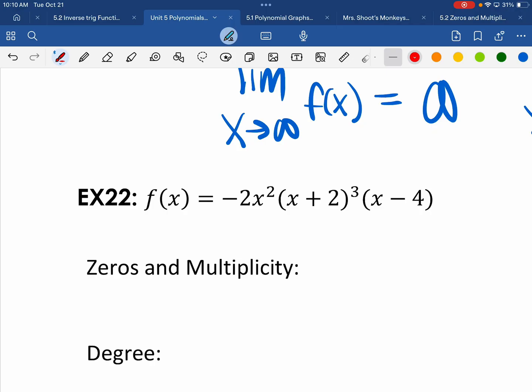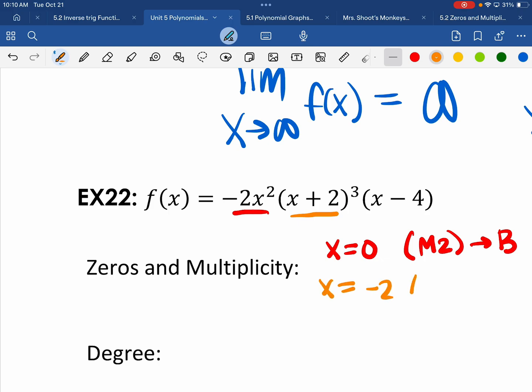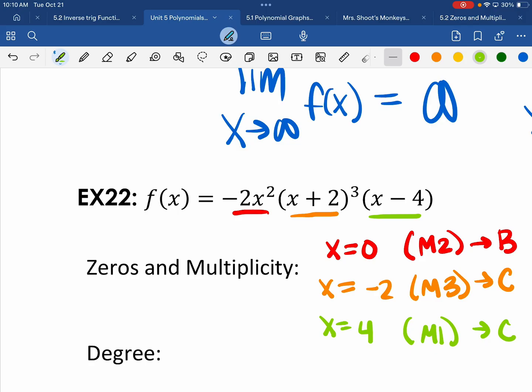For this next one, if I take this first factor on the outside, where would that 0 be? 0. At 0, what's the multiplicity? 2. Bounce or cross? Bounce. All right, what about the next 0? Where is that going to be? -2. What's the multiplicity? 3. Bounce or cross? Cross, perfect. And then the next 0, where is x minus 4 going to be? 4. What's the multiplicity? 1. Bounce or cross? Cross.